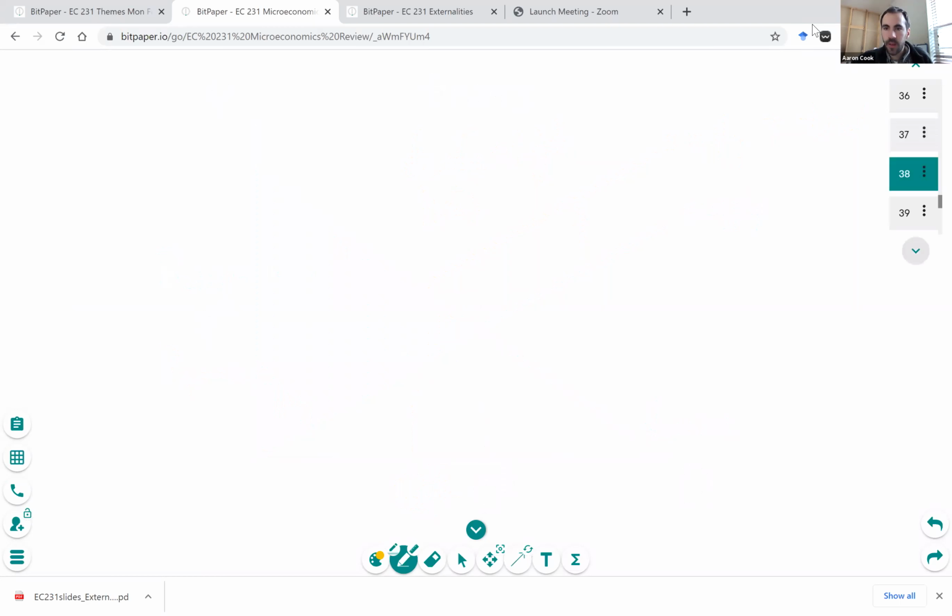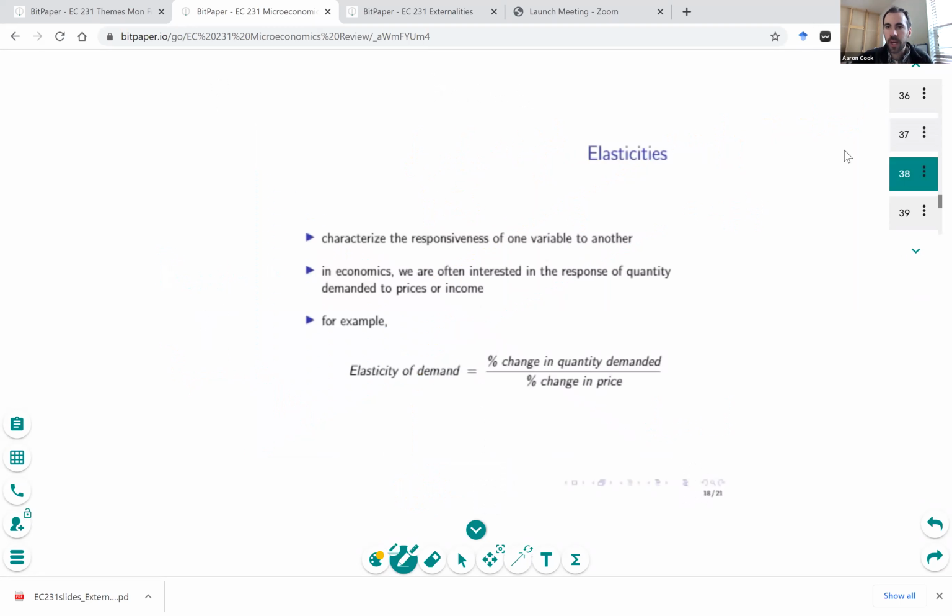There's a little bit of micro material remaining. I don't want to spend too much time on it. It's review from your principles of micro course, and there's a good summary of it in the book. But elasticities essentially are just the percentage change in the quantity divided by the percentage change in the price.